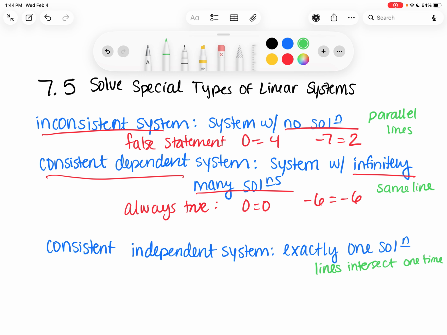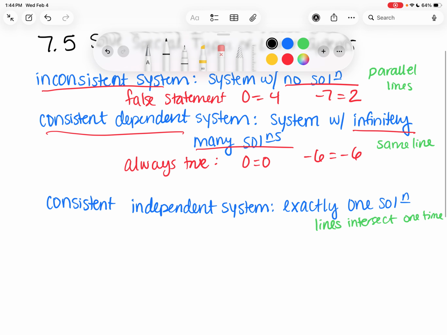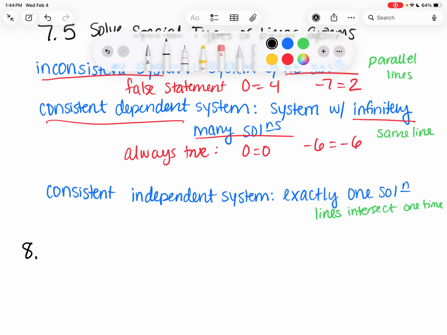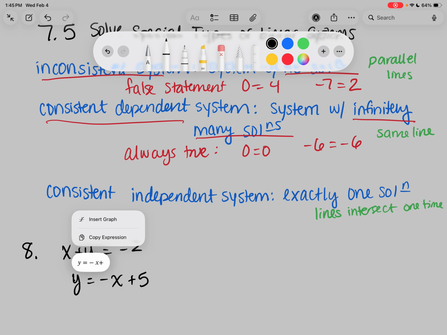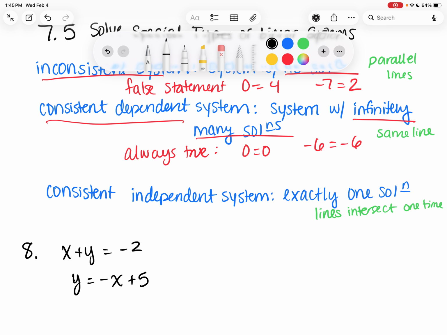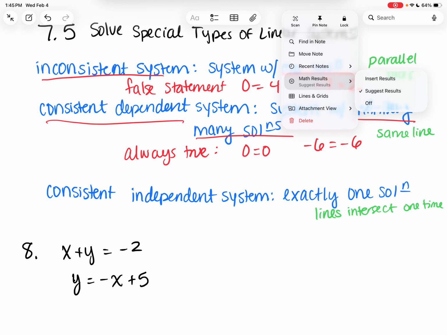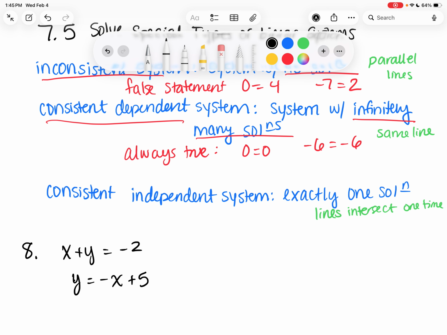The other thing that we can do is, well, I'll just show you without having to solve them on some of them. So with number 8, this is one that says to graph. We're not graphing it, but we're just going to tell how many solutions it has based on what we see about the graph. So we're just going to modify these ones a little bit. We've got x plus y equals negative 2 and y equals negative x plus 5. So I'm going to do a slightly different version here of, instead of solving, where we could look at the equations of the lines and see it.